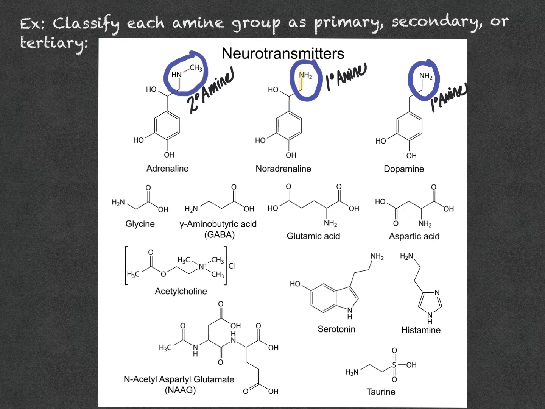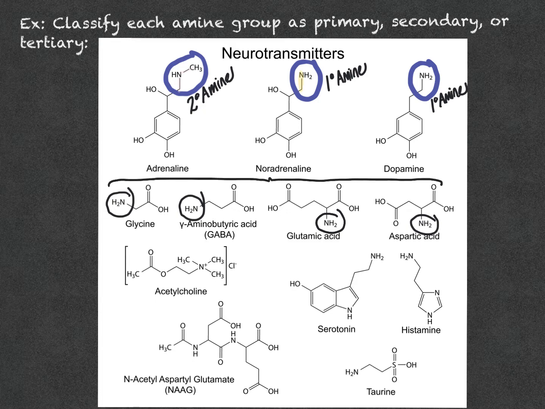The same is going to be true for glycine with a primary amine, GABA, which stands for gamma-aminobutyric acid. Glutamic acid has this primary amine group that I've just circled. Aspartic acid also has a primary amine group. So all of these structures here that I'm bracketing off, we would classify as all having primary amine groups.